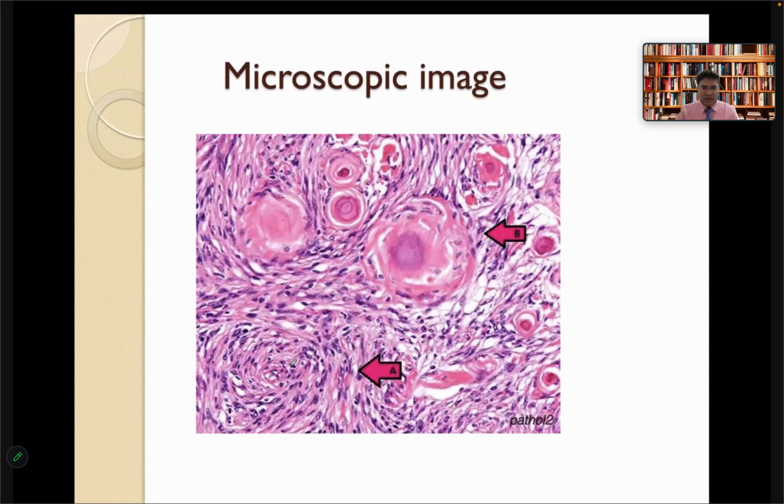So here you see whorls of meningothelial cells, right? So this is called as in concentric circles, right? Whorls of meningothelial cells. And in B, these are psammoma bodies, right? So whorls of meningothelial cells A and B is psammoma bodies. So you should write the full complete answer.